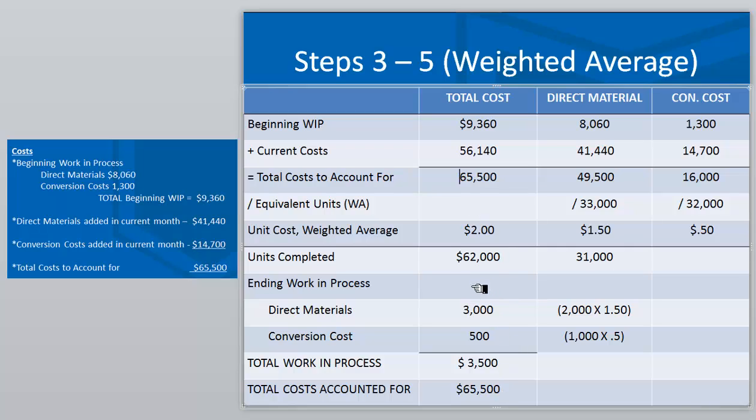What we're trying to do in weighted average is get an average of every unit completed during the month, regardless of when it started. It could have started in the month before, it could have started 2 months before. All we know is it's just in beginning WIP. So we're trying to get an average of every unit that we've completed during the period, regardless of when we began that work.